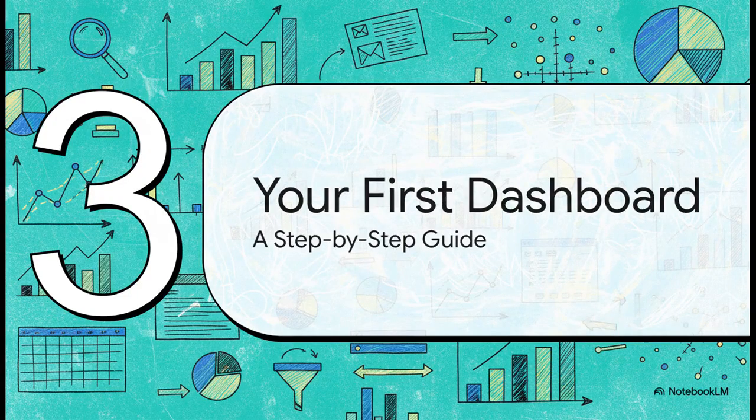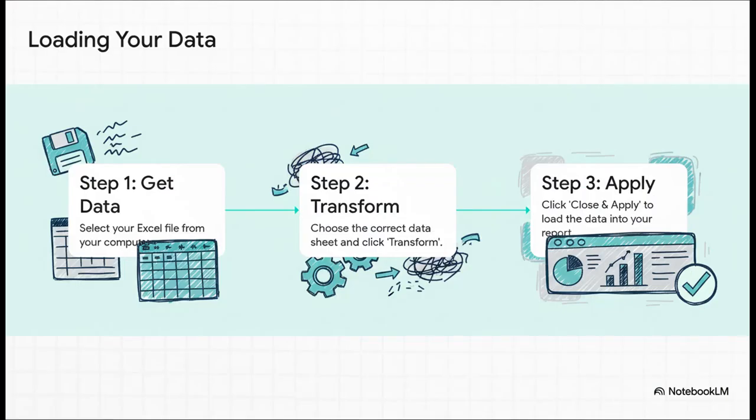And now for the really fun part, the main event. We're not just going to talk about it. Nope. We are going to build our very first interactive dashboard step by step right here, right now. All right, let's get our hands dirty. First things first, we've got to get our data into Power BI. It's super simple. You just click Get Data, you point it to your Excel file, you choose the sheet that has all your info, and then you click a couple of buttons, Transform, and then Close and Apply. Seriously, that's it. The data is now locked and loaded.